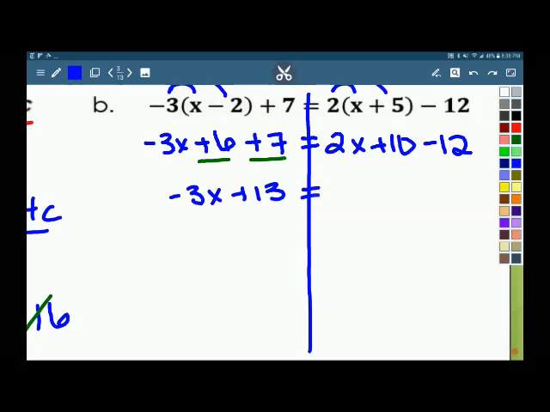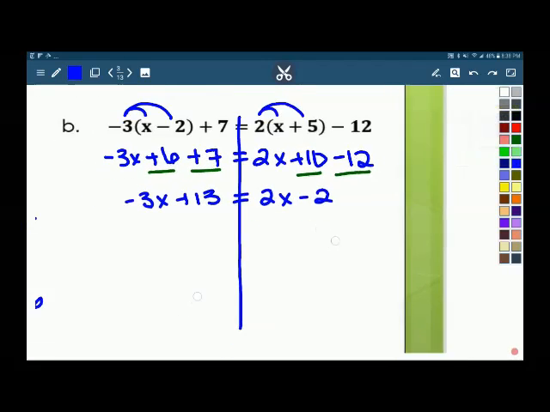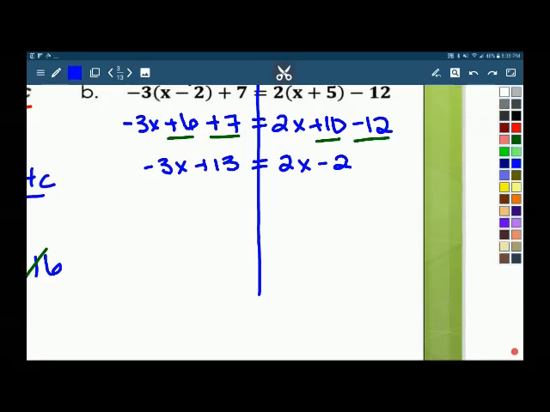I'm going to do the same thing to the right side. I see I can combine together a 10 and a -12. Drop down my 2x. 10 minus 12 is -2. So now I have both the left and the right side as simple as possible.